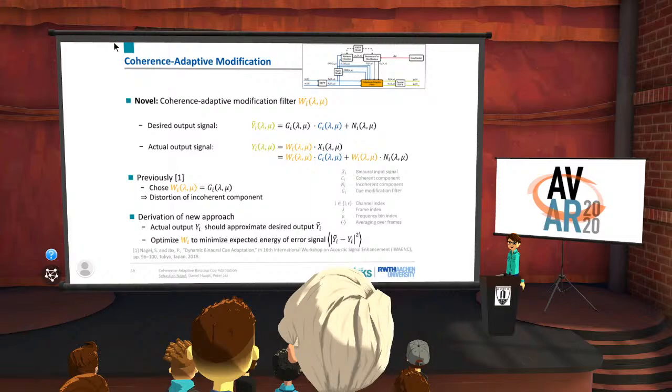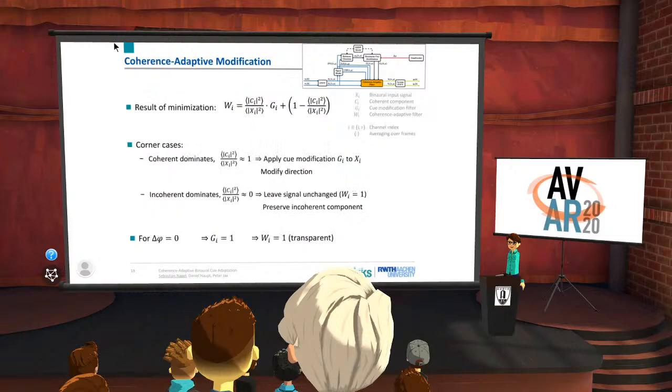And this could mean that, for example, if we had moved the source to the left, then the reverberation would also seem panned to the left. And we want to have a better approach. So we say here that we want to optimize the filter that we apply to the signal so that the energy of the error signal is minimized. And the error signal is the difference between the output signal and the signal that we can get from this filter. And the result, if you do this minimization, is quite interesting and is shown here.